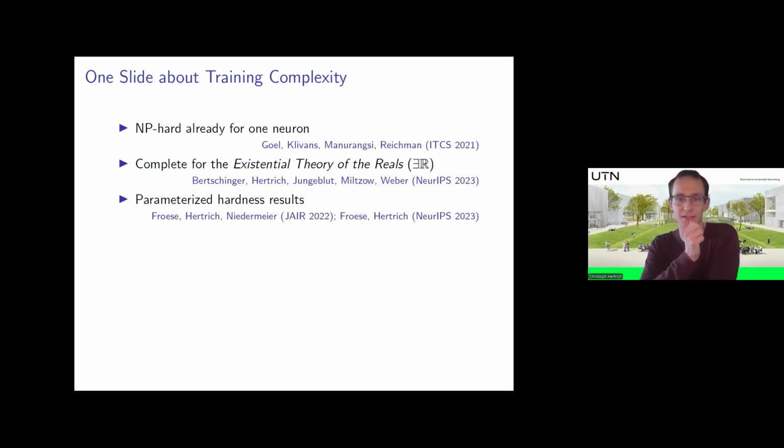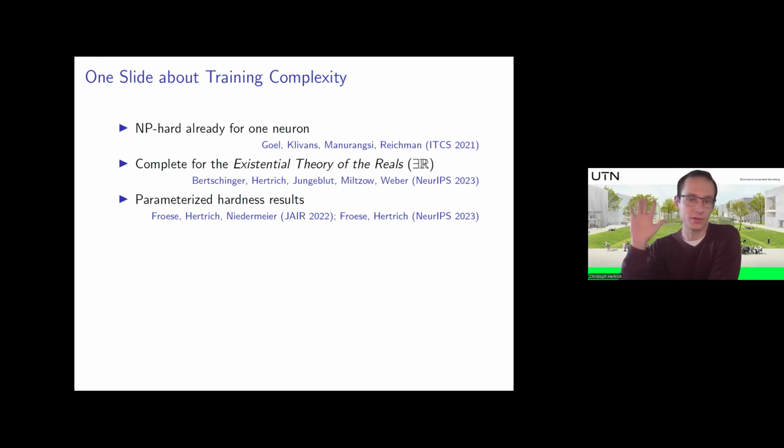So, as I said, on one hand, training neural networks is done for huge neural networks in practice, but on the other hand, there are very strong theoretical hardness results, even for very basic cases. And here are some examples. For example, if you just have one neuron and you want to know the computational complexity of training this neuron to global optimality, it's actually NP hard already.